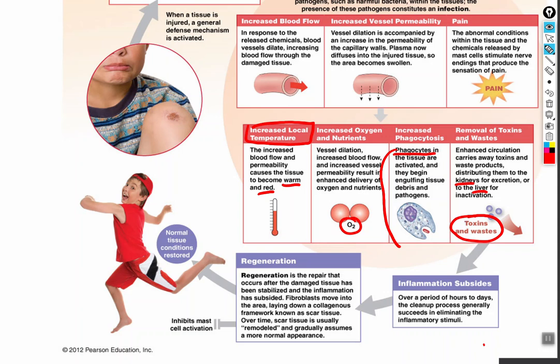As that process gets underway, you're going to have an initial period of discomfort, and then after that, the inflammation subsides and gives rise to regeneration, which is when the tissue begins to fix itself. That's when we replace what was lost and stabilize things that are healing. And that's going to inhibit mast cell activation. So ultimately, all of this is a negative feedback loop. The initial response was to turn mast cells on, and now we're just going to turn them off again.